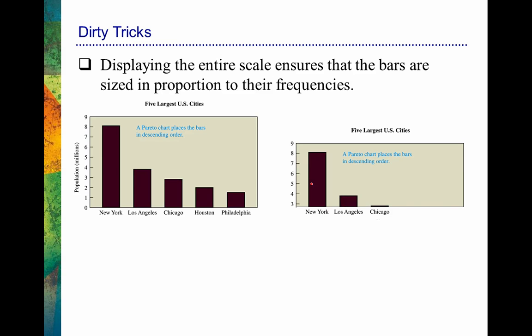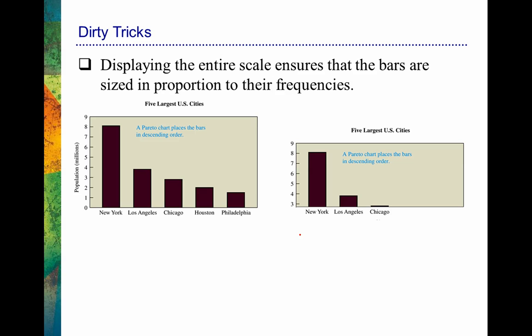Now it looks like there are maybe 5 times as many people who live in New York compared to LA. But when you look at the actual numbers, you can see that's not the case. So again, this is somewhere around 4 million, somewhere around 8 million. This bar should be twice as big as this bar. But if we're not starting at 0, they won't be in that proportion.